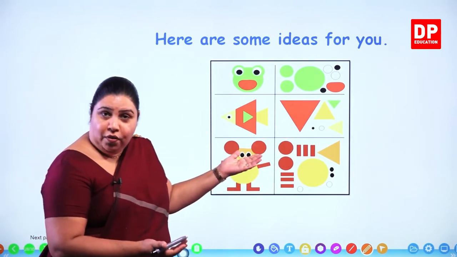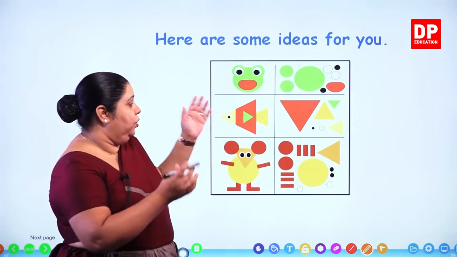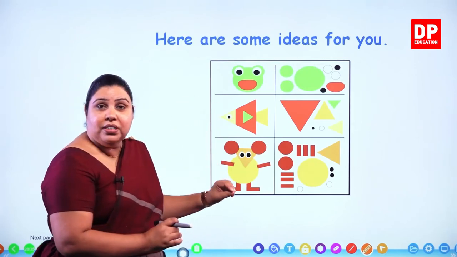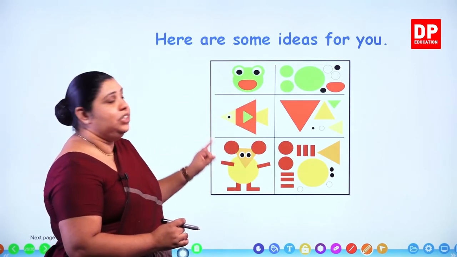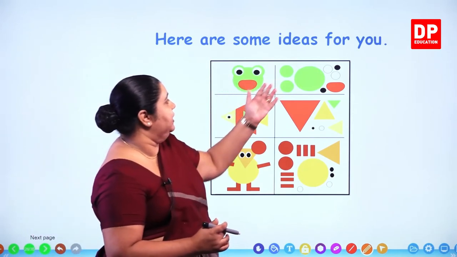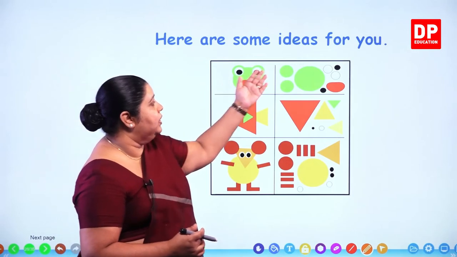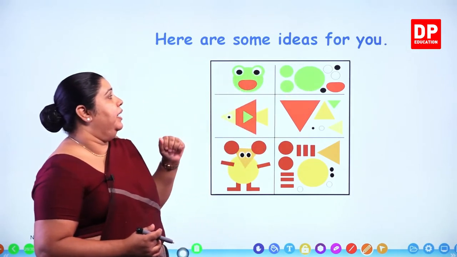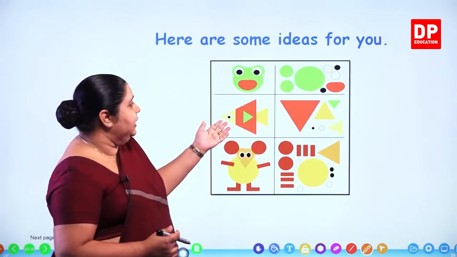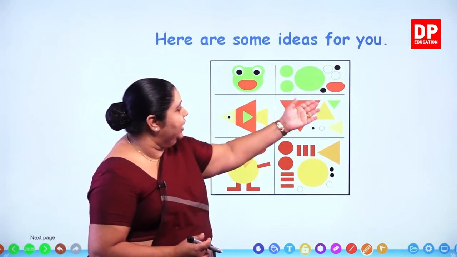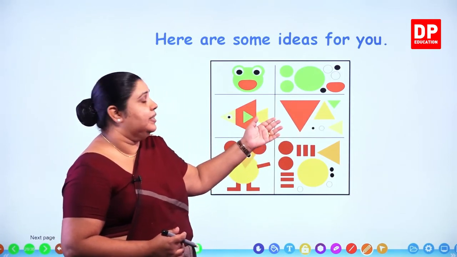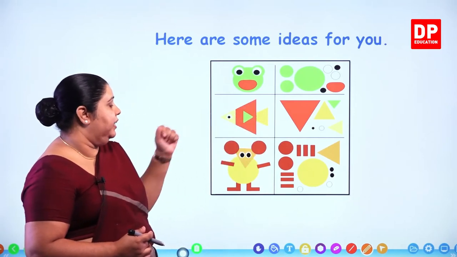Then you are watching this video, no children? So you can take a look at this. Pause here and you can go through the shapes. Now actually the first one is a little toad, a frog. You can use these shapes and you can make this frog face. Next is a fish. You can use these shapes. The triangles, the circles, you can use them and make the fish.